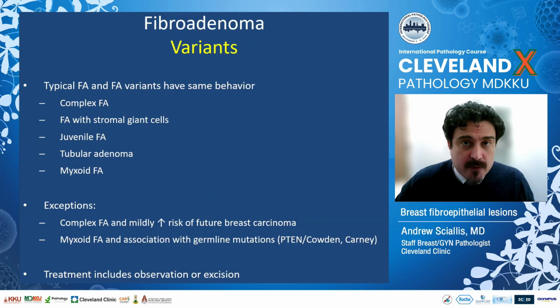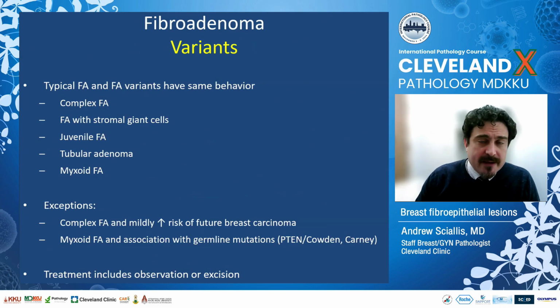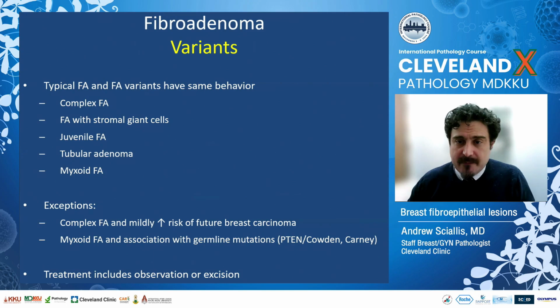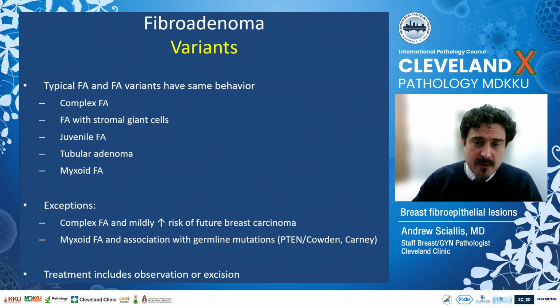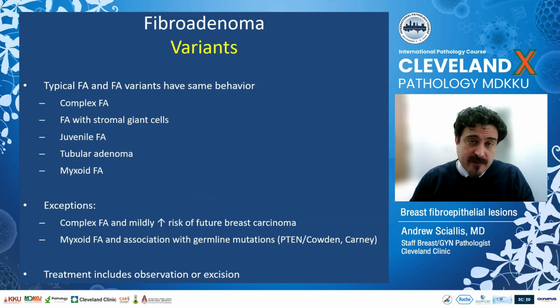Variants, we kind of looked at a few variants already, ones in which they're fibroadenomas with the expected behavior of fibroadenomas, but they just have a different morphologic appearance to them. That includes complex fibroadenomas, ones with stromal giant cells, and the tubular adenoma variant, which is a fibroadenoma in which it's hard to see the stromal component, and it just looks like an area that resembles nodular adenosis.